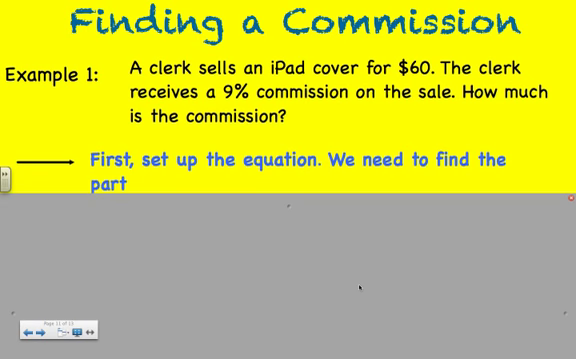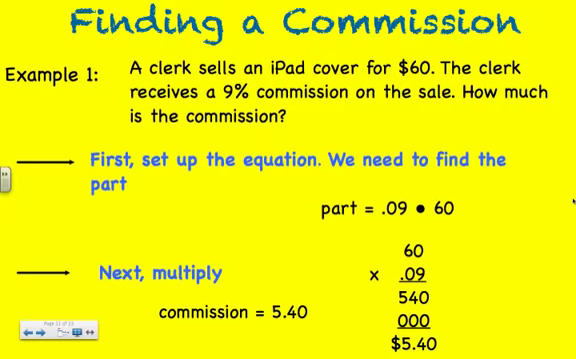So we're going to use our percent equation. We need to find the part. So what you're looking at is what number is 9% of 60. We'll set up our equation. Part equals 0.09 times 60. We multiply and find that $5.40 is the commission that is earned on the sale of the iPad cover for $60.